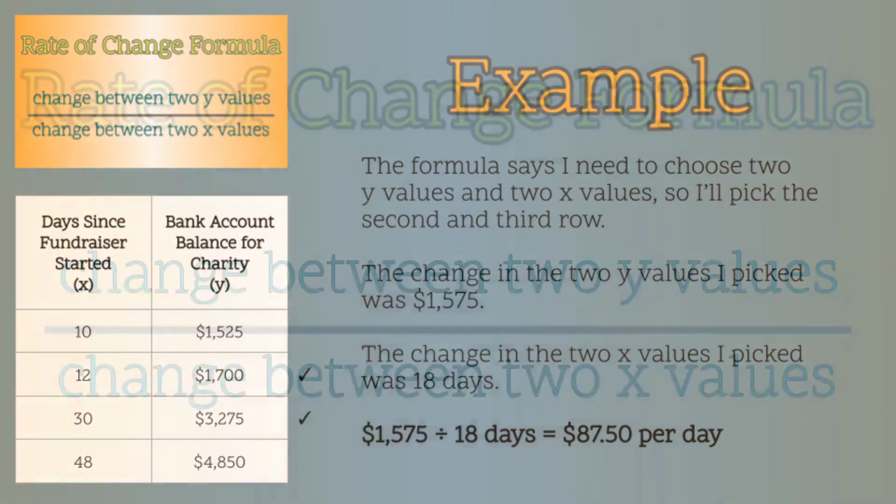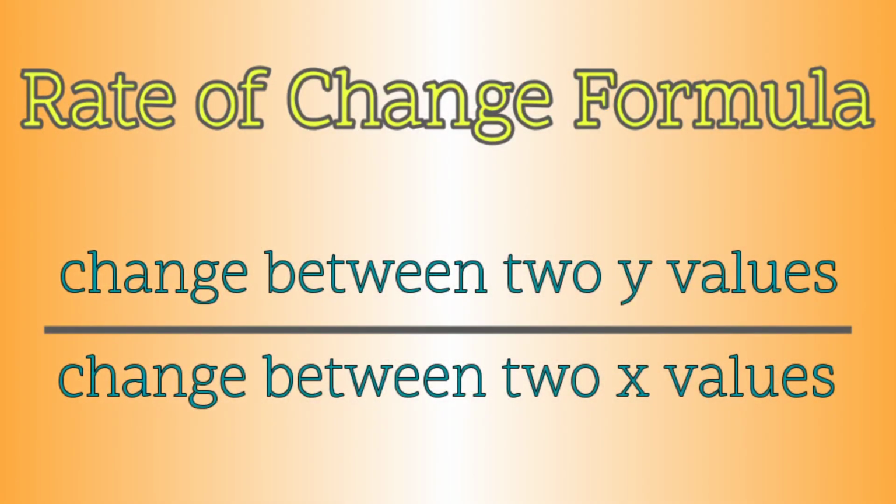So one more time, to find rate of change, you just pick two y values from the problem and find the difference between them, find how much they change. Then you find the change between the two x values that correspond to the y values you pick. And then you just divide those two numbers. And it's always y in the numerator and x in the denominator. It's always y divided by x.